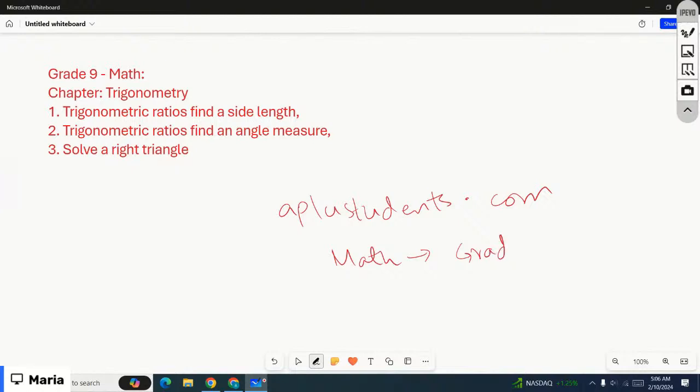Scroll down to grade 9 and then click on view all lessons. There you can find a list of the chapters. We're going to start with the chapter trigonometry, and the lessons we're going to cover from the chapter are trigonometric ratios, find a side length, trigonometric ratios, find an angle measure, and solve a right triangle.